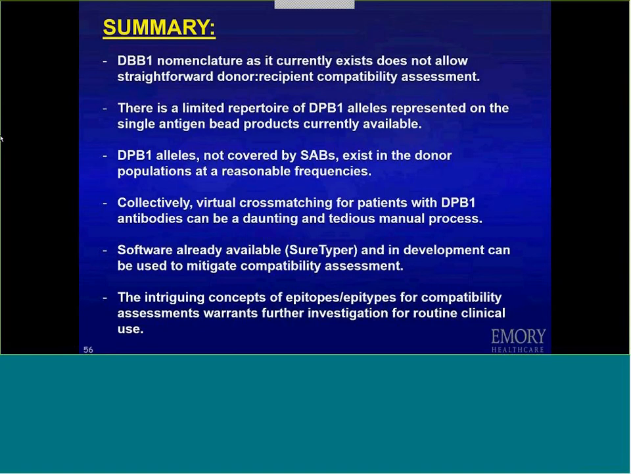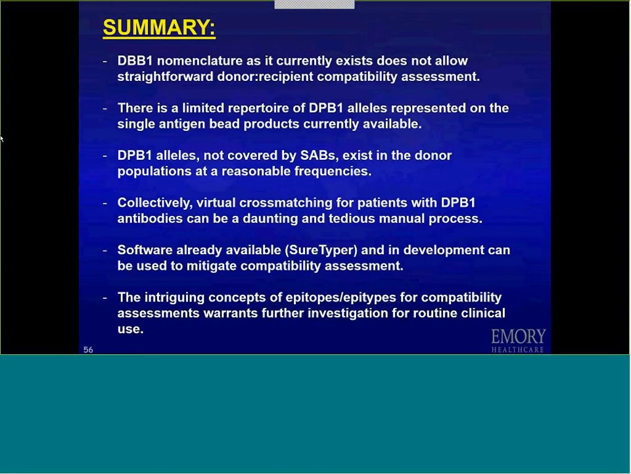So let's wrap up the talk here, because everybody has other things to do. In summary, what we've tried to at least give you a little flavor for is the complexity of DPB1 related to the nomenclature, our challenges with the nomenclature. As it currently stands, it's not very straightforward, and so doing the compatibility assessments is definitely not straightforward. There's a limited repertoire of DPB1 alleles represented in the single antigen bead products currently available, which is a challenge. The DPB1 alleles not covered by single antigen beads do exist in the donor populations at reasonable frequencies, such that we have to think about those frequencies.